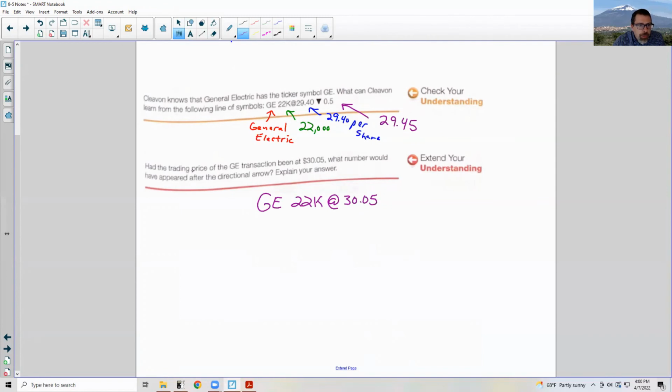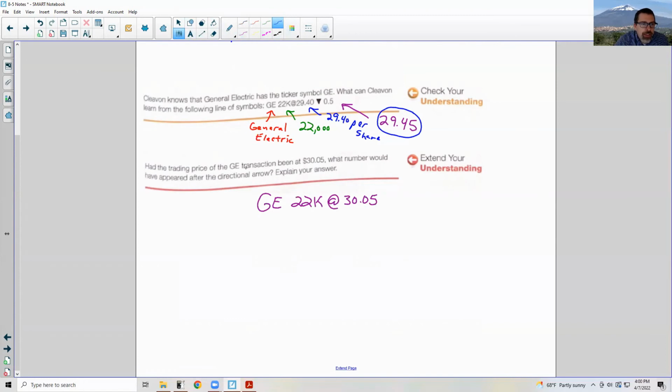Okay, so it says what number would have appeared after the directional arrow. Let me think about this a second. So remember, the previous day's close was right here, $29.45, because I added 5 cents to this price because it was a downtick of 5 cents.